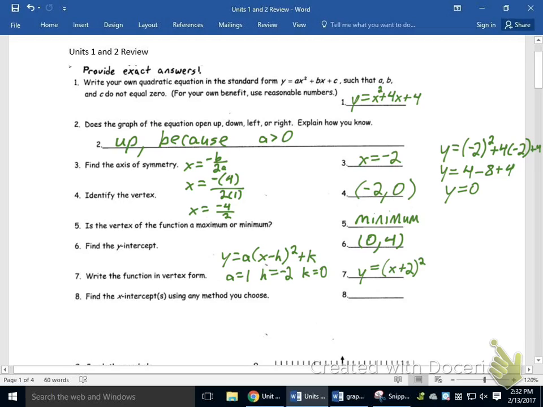Number 8, find the x-intercepts, if any. Sometimes there won't be, but in this case, the only x-intercept I've got is negative 2, 0. Now, how would you know that for sure? You just put 0 in for y and solve the equation for x. In this case, I would solve it by factoring, and I'd see that 0 would equal x plus 2 squared, so take the root on both sides. 0 equals x plus 2, and x equals negative 2. So negative 2, 0 is my x-intercept.